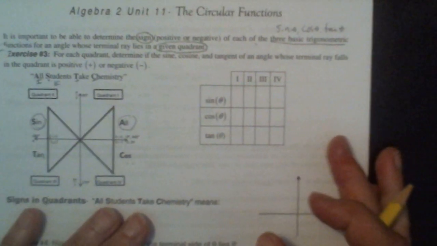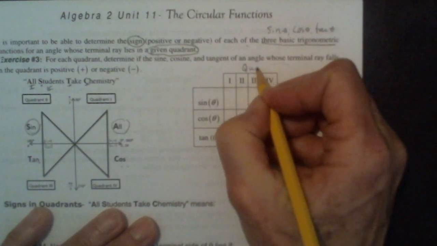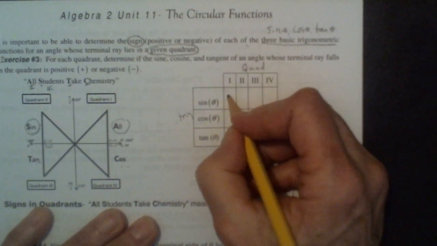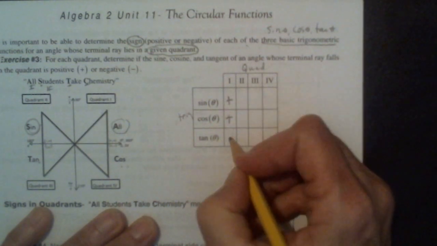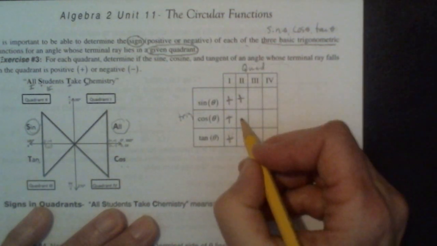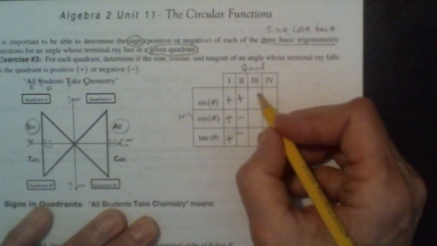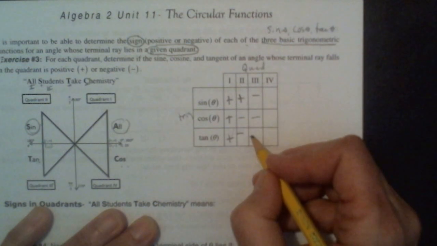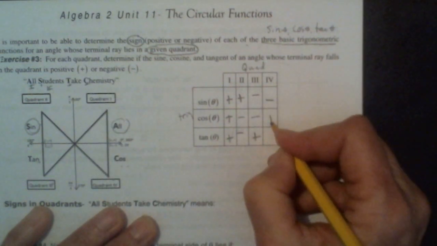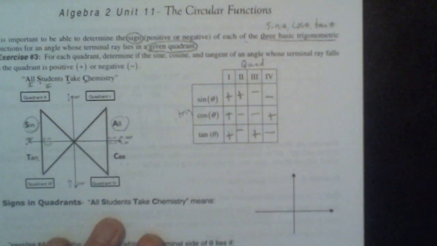positive. So what we have here is quadrants, these are the quadrants, and these are the trig functions. And in quadrant 1, the sine is positive, the cosine is positive, the tangent is positive. But in quadrant 2, the sine is the only trig function that's positive, cosine and tangent are negative. In quadrant 3, sine is negative, cosine is negative, but tangent is positive. And over in quadrant 4, sine is negative, cosine is positive, and tangent is negative. So that's just a little way to remember this.